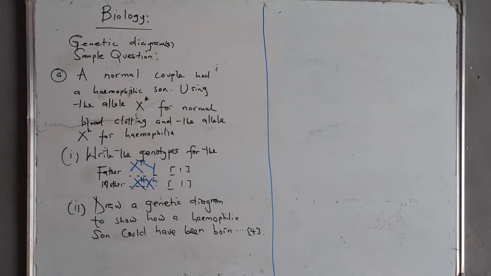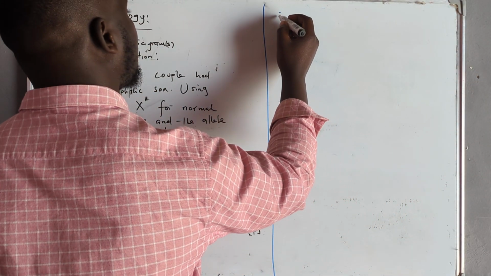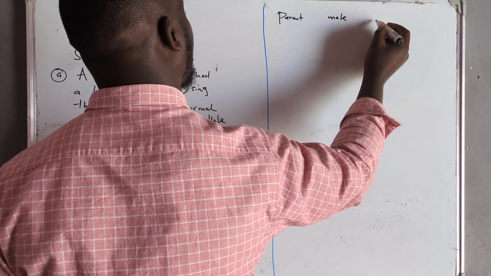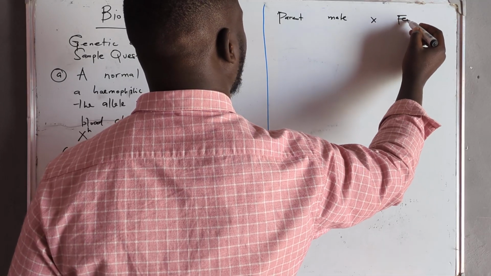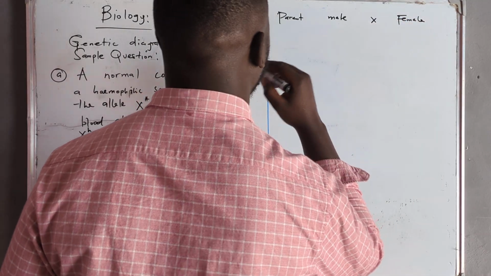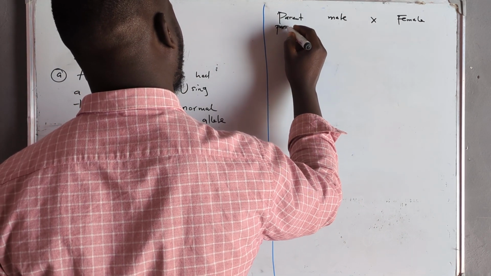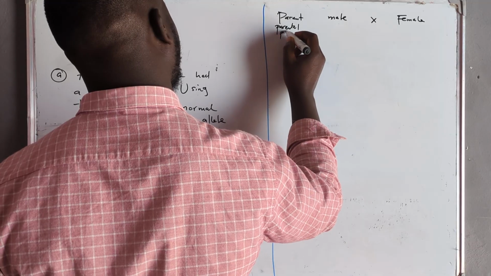Part two says draw a genetic diagram to show how a hemophilic son could have been born. So here we're trying to predict the chances of this couple having a child with hemophilia. This was very simple. Of course, a genetic diagram will be like so: you have parents, male, crossing with a female. This is how you start it. Simple. Then you say parents' phenotype, or parental phenotype.